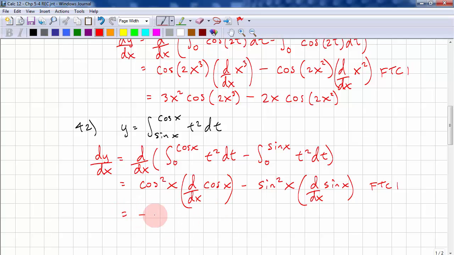This is negative sine x cos squared x, and it's customary to put sine before cosine. And we have sine squared x. We're not taking the derivative of this, we're just taking the derivative of the limit of integration. So this is just cos x. And we're done.